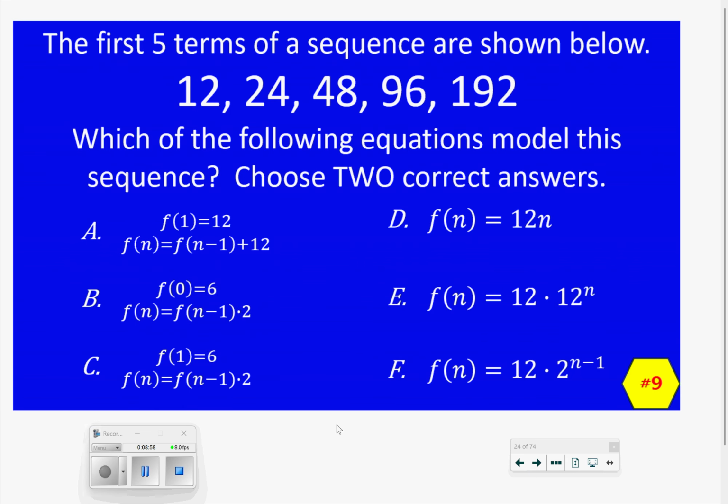Okay, see if you can find out which one of these formulas is correct. There's two of them, but the first thing you want to do is figure out what type of sequence it is, so you know what kind of formula to use. So figure out the sequence and pick two formulas that are correct.